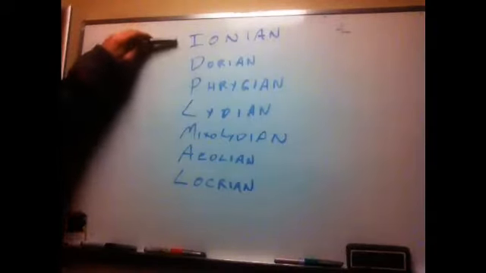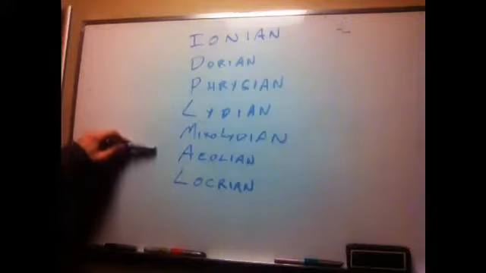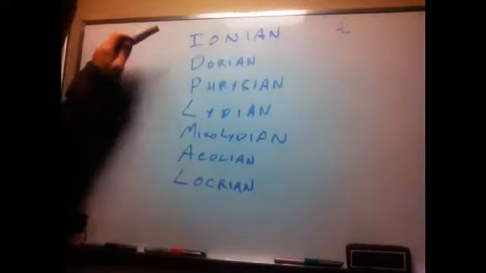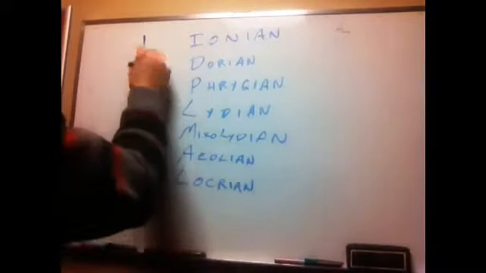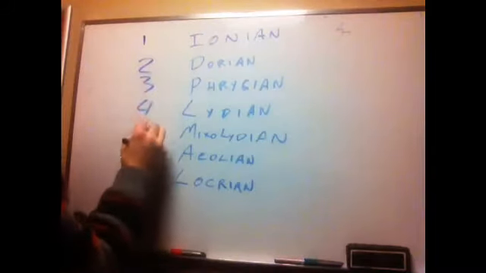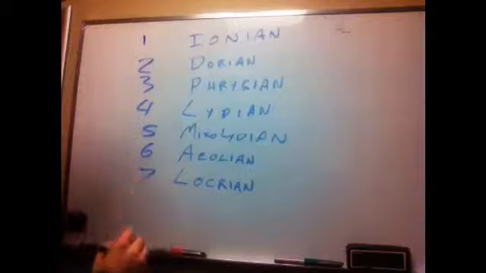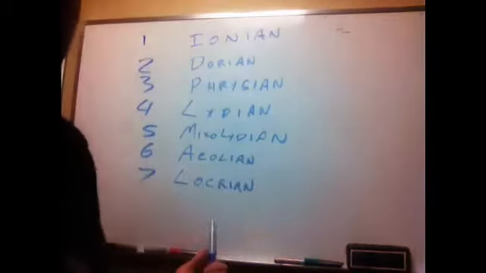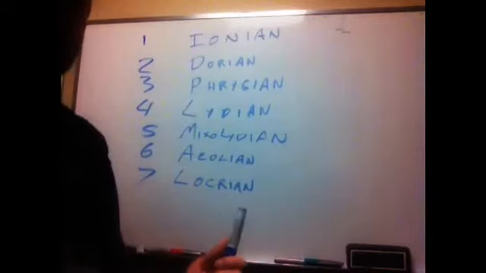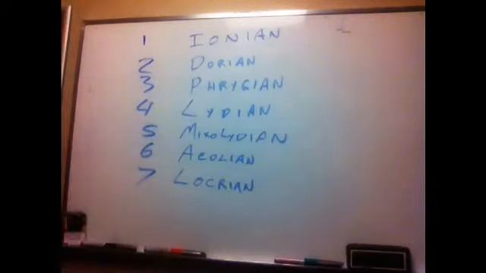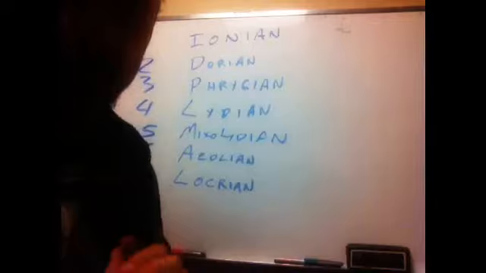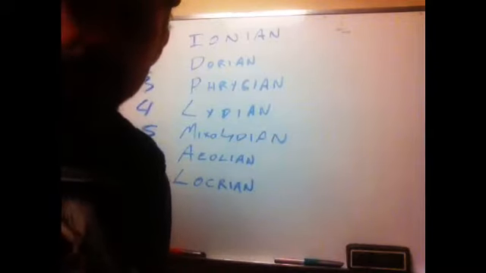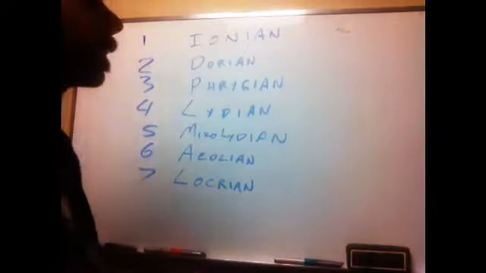But they're in this order: Ionian, Dorian, Phrygian, Lydian, Mixolydian, Aeolian, and Locrian. That's their order of how they're derived. 1, 2, 3, 4, 5, 6, 7. Now you could also order these in a different order, which is in order of brightness. And brightness is determined according to how many flats or sharps they contain.